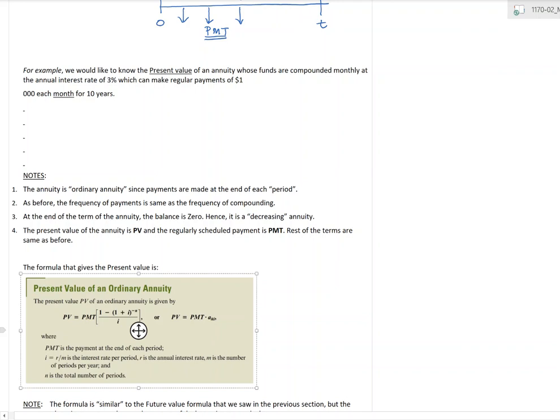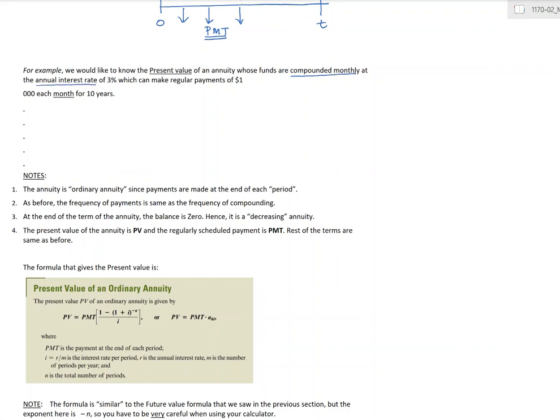So we would like to know the present value of an annuity whose funds are compounded monthly at an annual interest rate of 3%, which can make a regular payment of $1,000 each month for 10 years.